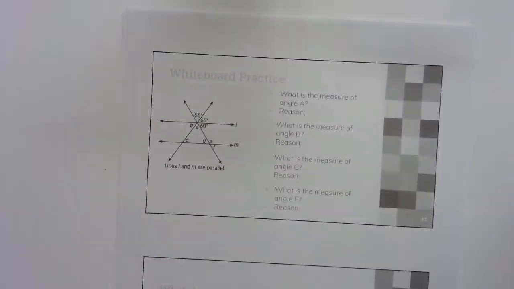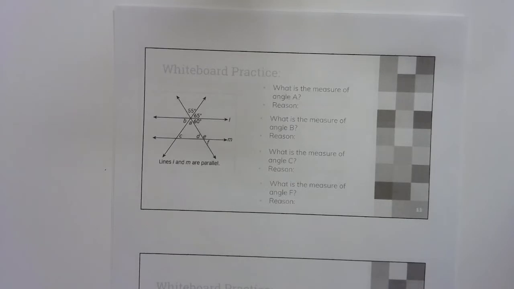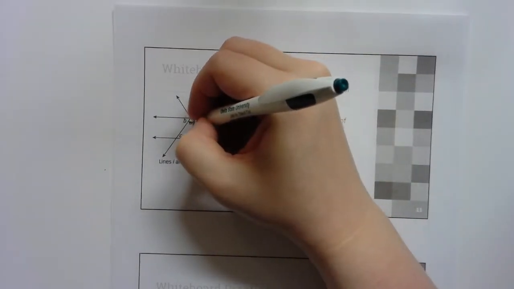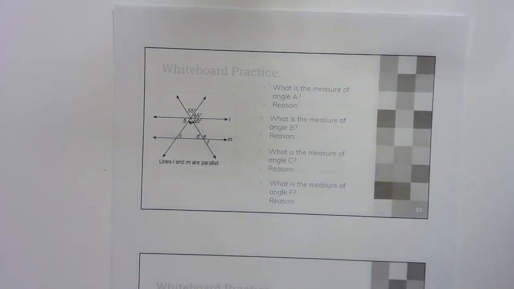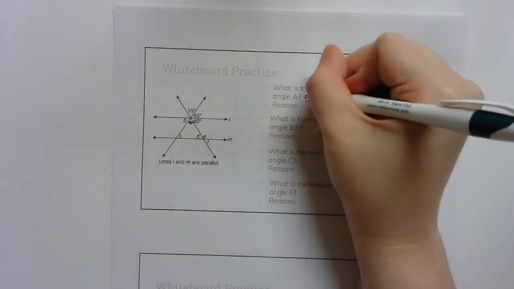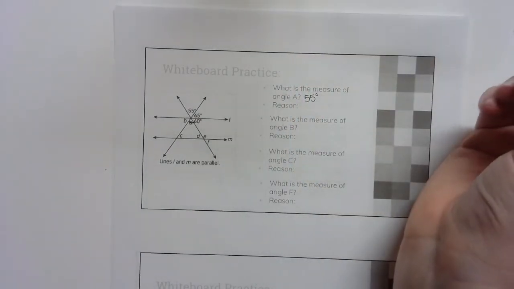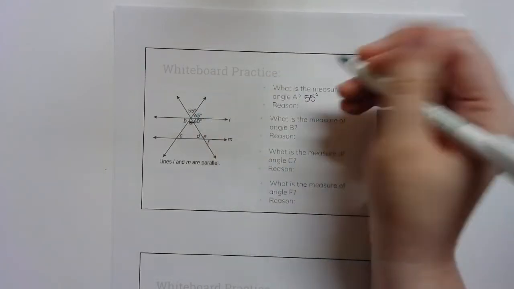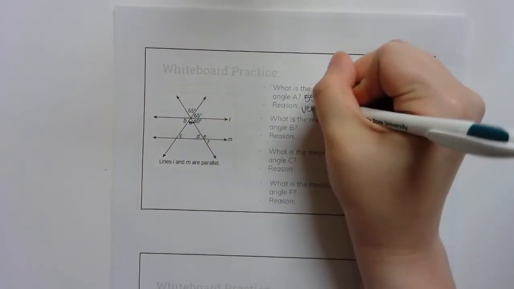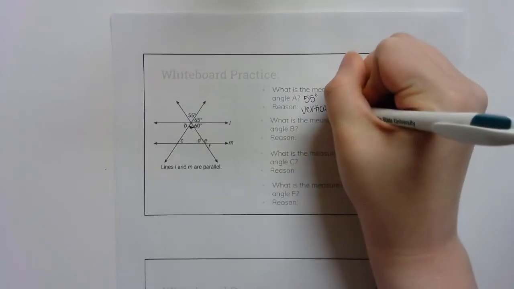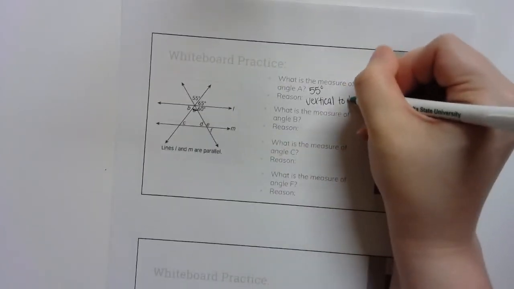All right, so these were meant for whiteboard practice, but I want you to have exposure to them. So really, you just need to be paying attention right now. If you want to sketch something on the back of your notes page, that would be just fine. So what is the measure of angle A? So this is angle A right here. What is the measure of angle A? Okay, you're right, it's 55 degrees. And the reason is because the one above it is 55 degrees. So it's vertical to the 55 degree angle.